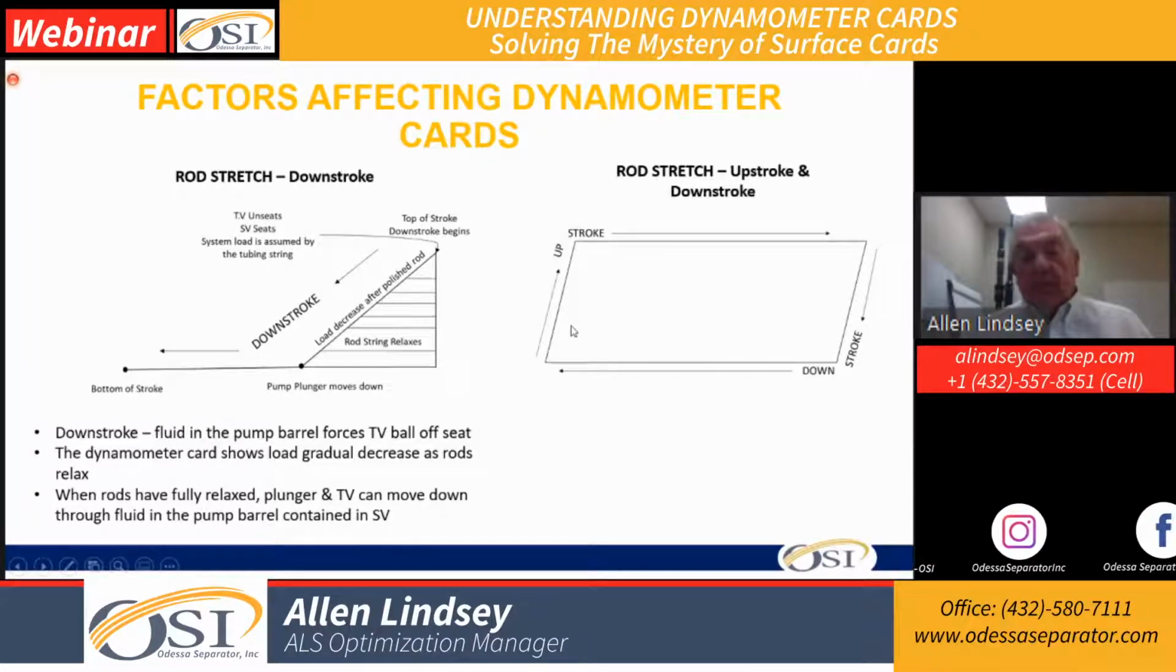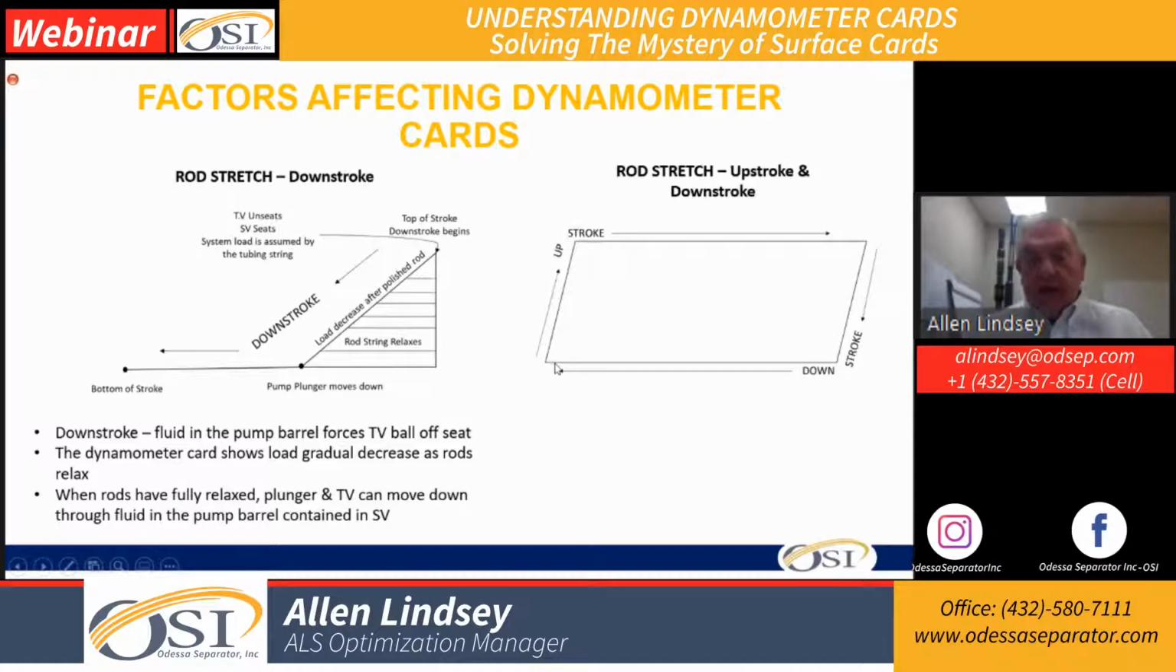The diagram on the right shows the dynamometer card with rod stretch. Traveling valve seats, the rods stretch, pump plunger moves up. Standing valve seats, rods relax, pump plunger moves down.